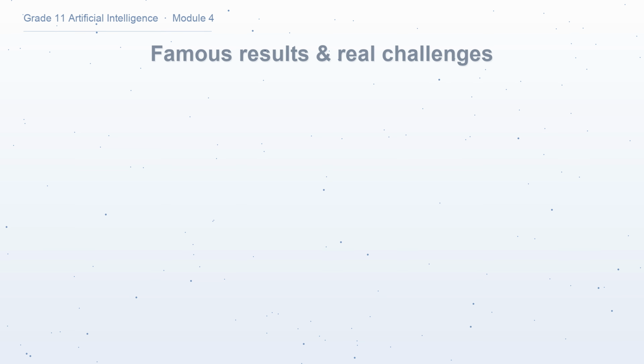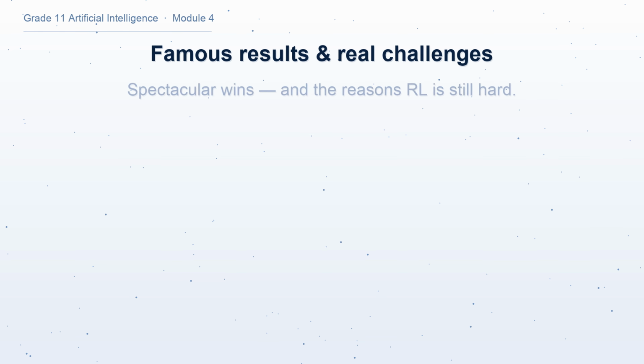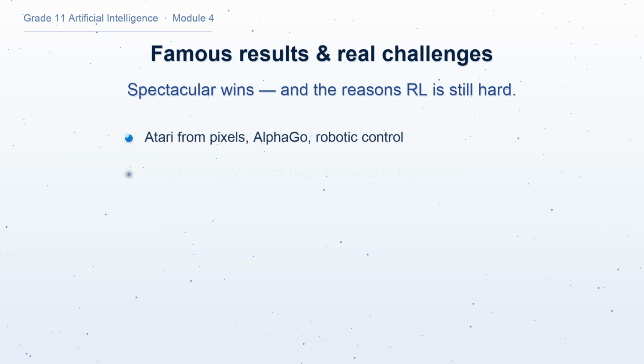Reinforcement learning has produced spectacular results. Agents learned to play Atari games from raw pixels. A program called AlphaGo beat the world's best human at Go, and similar methods now control robots and balance data center cooling. But the field is still hard.